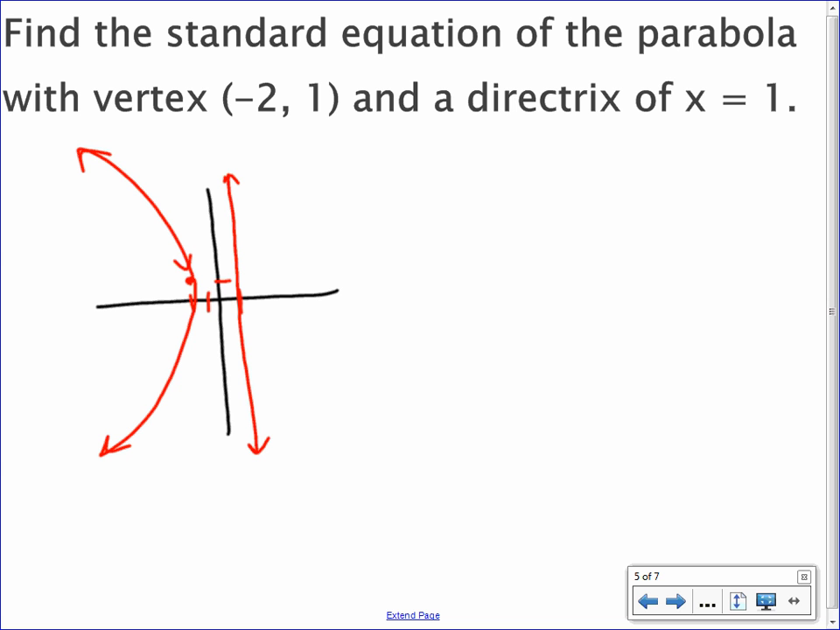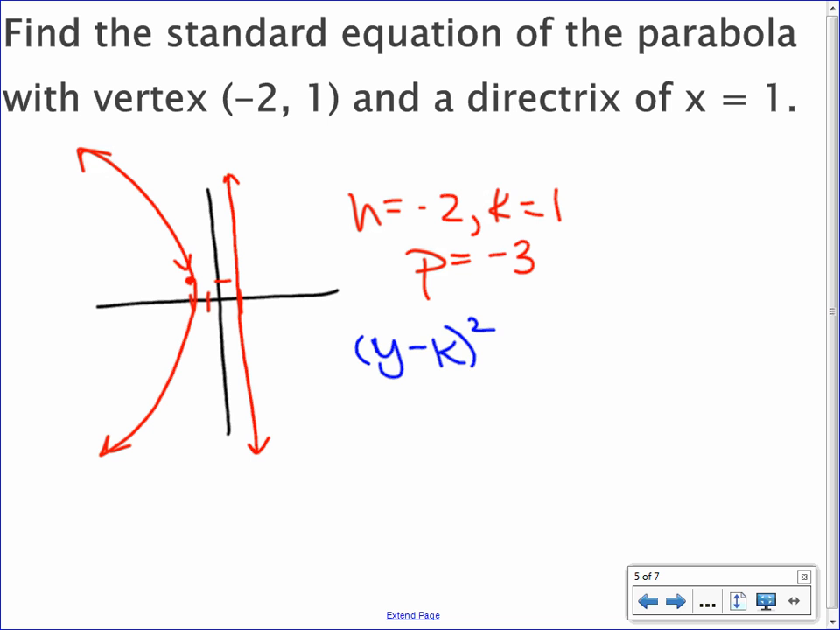Alright? So h is negative 2, k is 1. How far away is the directrix from the vertex? 3 units, but it's opening left, so p needs to be negative 3. So since this is opening horizontally, we know our standard form is x or y is being squared. Y. So (y - k)^2 = 4p times (x - h).